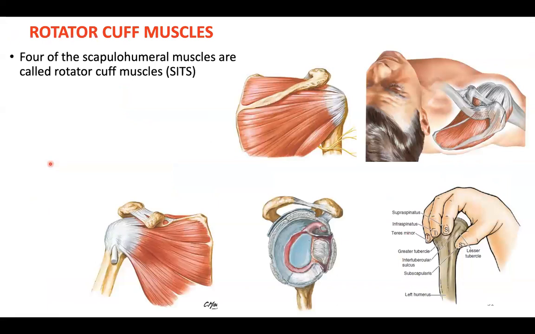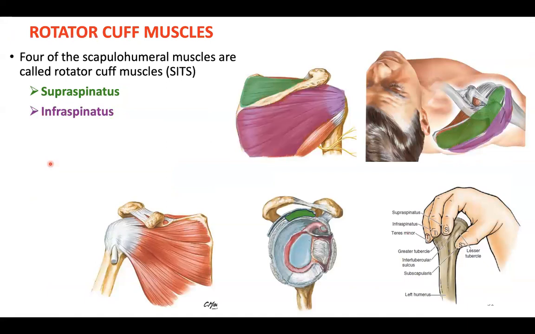The remaining 4 scapulohumeral muscles are known as rotator cuff muscles. They surround the shoulder joint like a cuff, so they are known as rotator cuff muscles. Supraspinatus, infraspinatus, teres minor, and subscapularis are known as rotator cuff muscles. If you need an acronym, SITS, S-I-T-S: supraspinatus, infraspinatus, teres minor, and subscapularis. They surround the shoulder joint, and they are known as rotator cuff muscles.